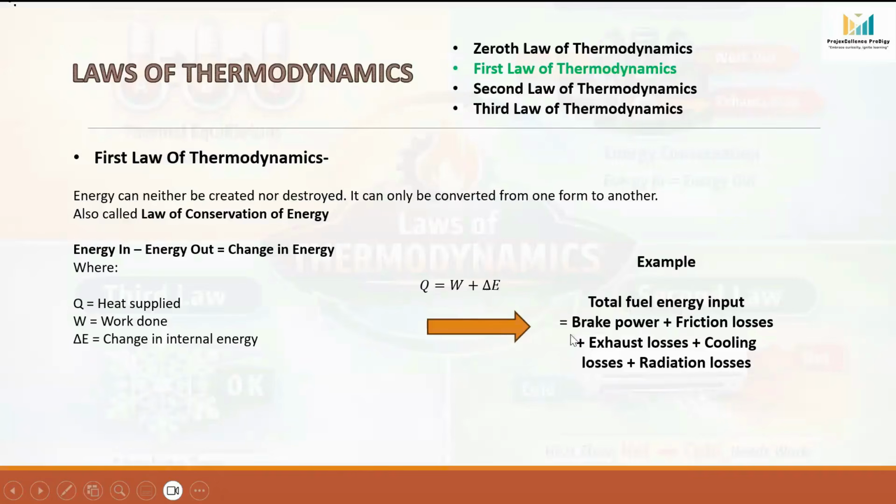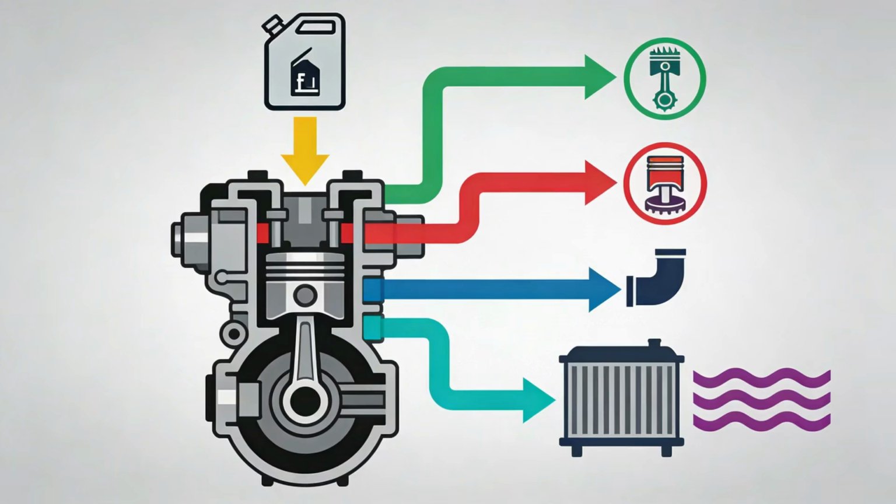Now let's connect this to a real life engine example. In an internal combustion engine, fuel is supplied to the engine as chemical energy. And this fuel energy does not disappear. A part of it becomes brake power, which is the useful output at the crankshaft. And some energy is lost as friction in bearings and moving parts. Some energy is carried away by hot exhaust gases, and some energy is removed by cooling water to prevent the engine from overheating. And the remaining energy is lost as radiation to the surroundings.